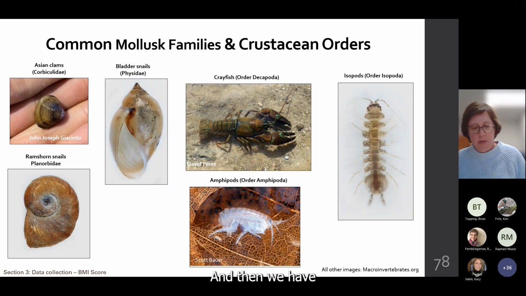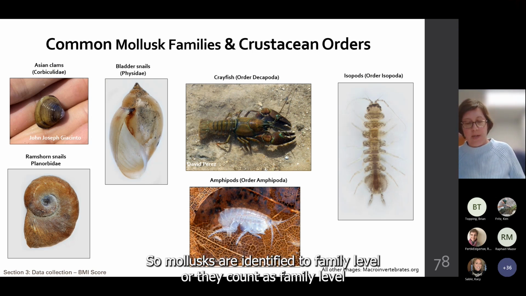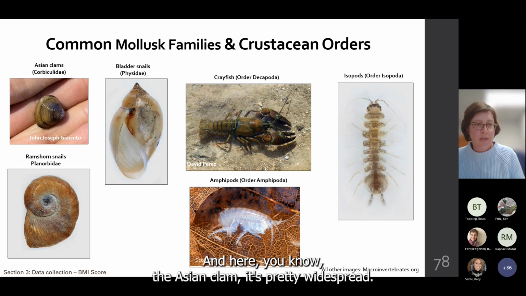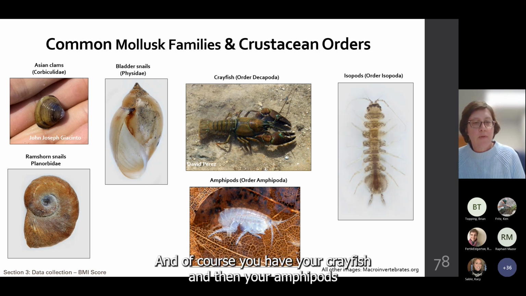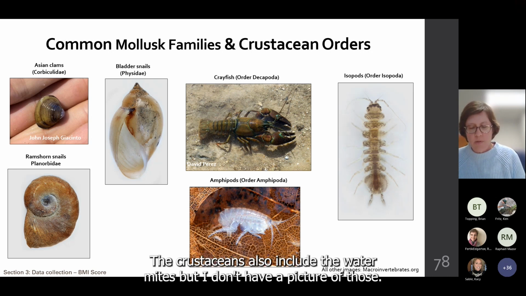And then we have some common mollusk families and crustacean orders. So mollusks are identified to family level, or they count as family level for the richness. And then crustaceans are actually order level only. And here, the Asian clam, it's pretty widespread. The physid snails, the ramshorn snails, less so, but they were found. And of course, you have your crayfish, and then your amphipods and your isopods. The crustaceans also include the water mites, but I don't have a picture of those.